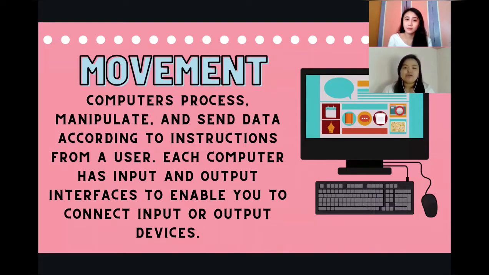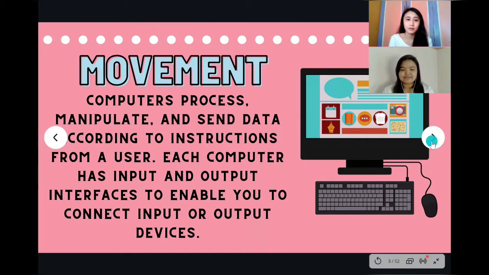Let us define first movement. Movement is an act of moving something to a particular direction, address, or location. So movement, computer processes, manipulate, and send data according to the instructions from a user. Itong mga instructions na to i-discuss namin later, and also each computer has input and output interfaces to enable you to connect input or output devices, which i-discuss din namin in our presentation.